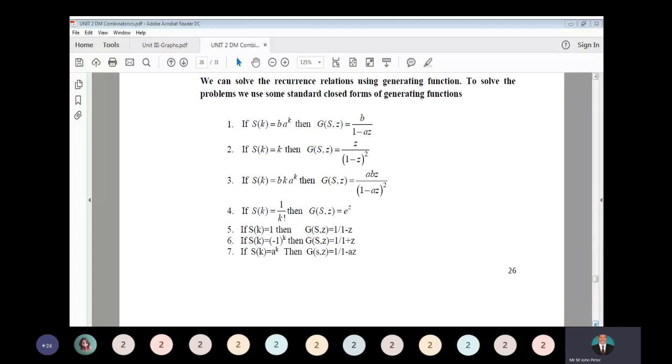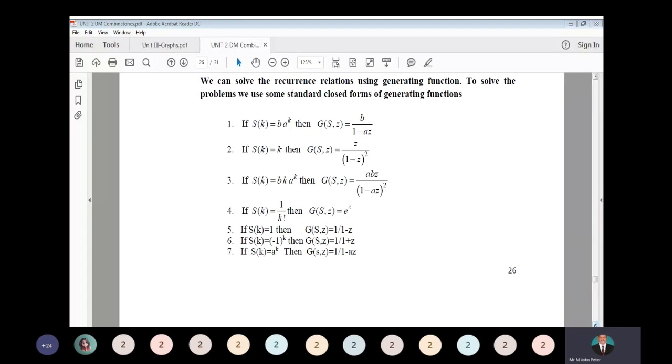If s of k is equal to 1 by k factorial, then g of s comma z equals e power z, the exponential series. So e power z is equal to 1 plus z by 1 factorial plus z squared by 2 factorial plus z cubed by 3 factorial plus z power 4 by 4 factorial and so on, you will get it.